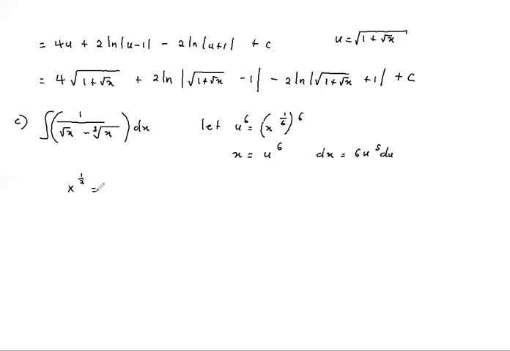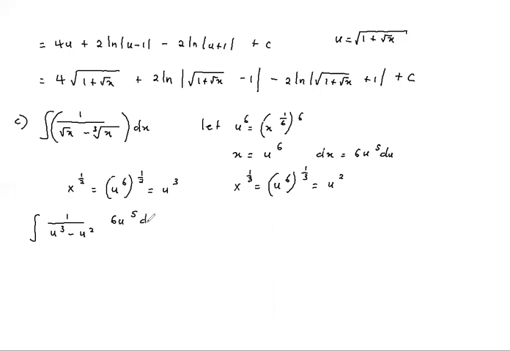So since our x is u to the power 6, when we half it, it will become u to the power 3. And also x to the power 1 over 3, since our x is u to the power 6, so when you bring 1 over 3 here, it will remain u to the power 2. So when you do our substitution, we'll have 1 over u to the power 3 minus u squared, and then the dx is going to be 6u^5 du.